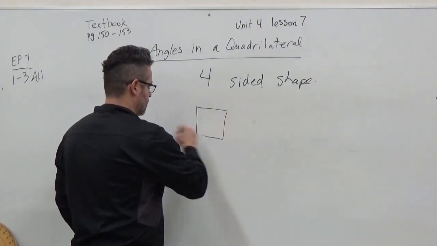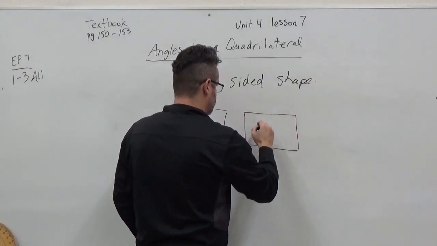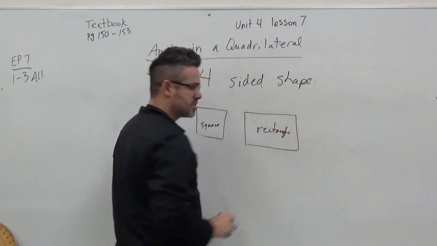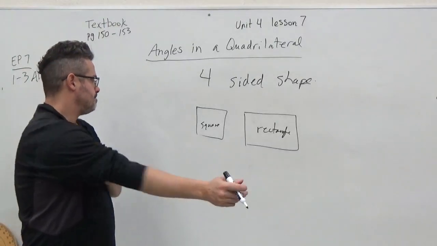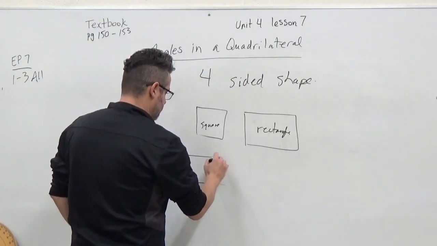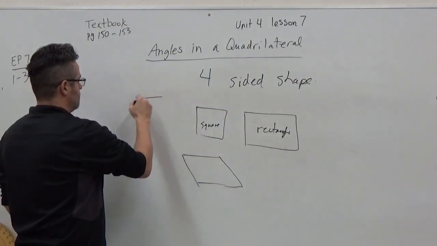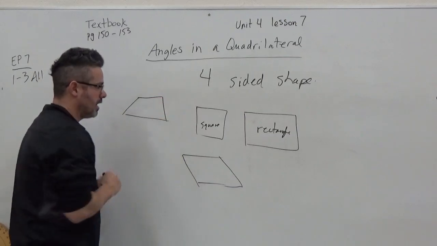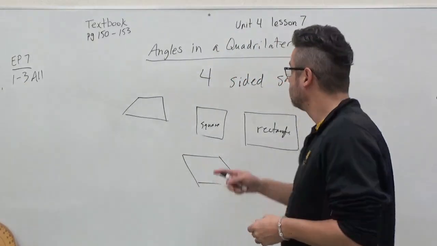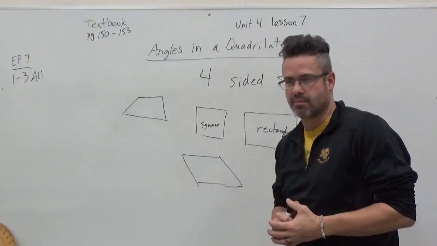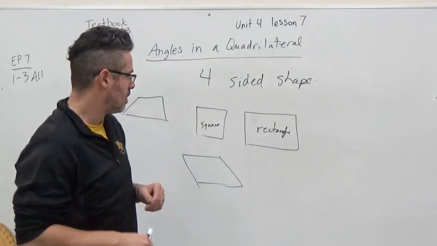So obviously we know that a square or a rectangle, these are the two most common quadrilaterals that you're going to come across. You'll have parallelograms, and other shapes like a trapezoid. You'll have other four-sided shapes that you'll come across, and all in all, they're called quadrilaterals. Okay, so now that you know what a quadrilateral is, let's learn a little bit about the angles in a quadrilateral.